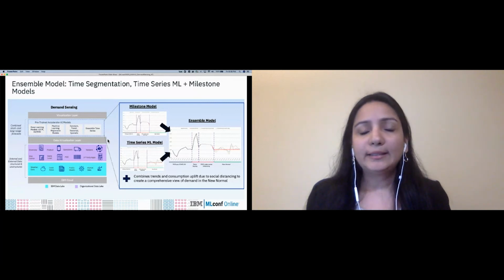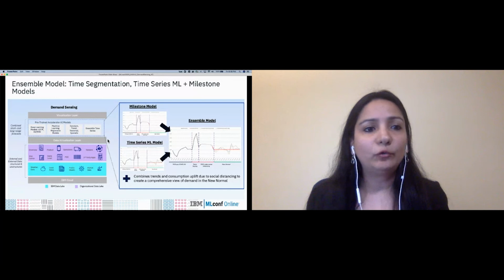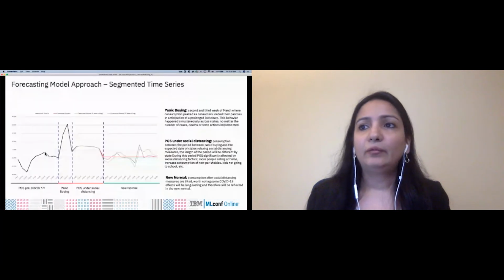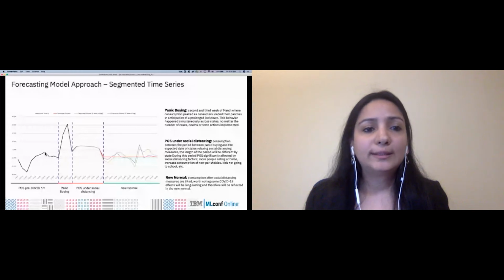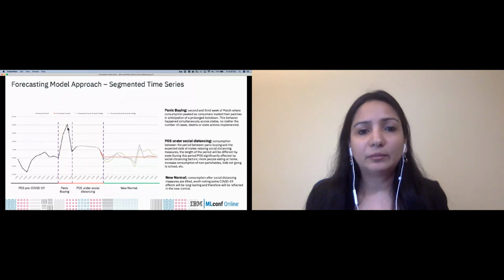We're looking at some historical point of sales data, and we can take this data and segment out things like pre-COVID point of sale data. We can have the panic buying stage, the social distancing stage, and the new normal. So in the panic buying stage, we saw consumption really peak as consumers were stockpiling in anticipation of a prolonged lockdown. And this behavior happened simultaneously across states, regardless of the number of cases or state actions implemented.